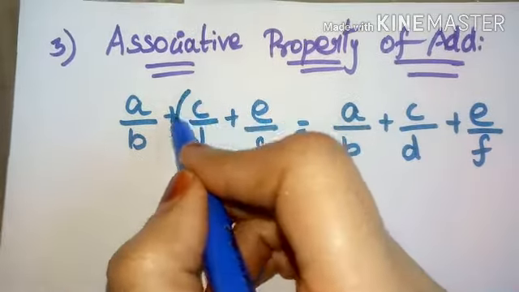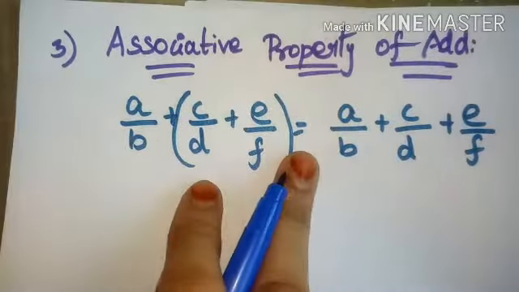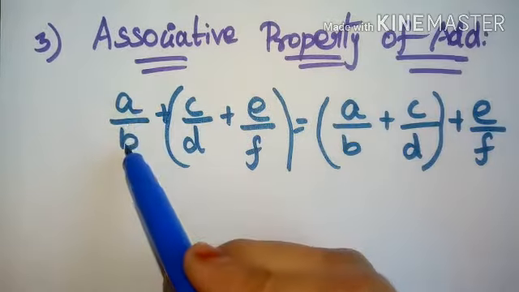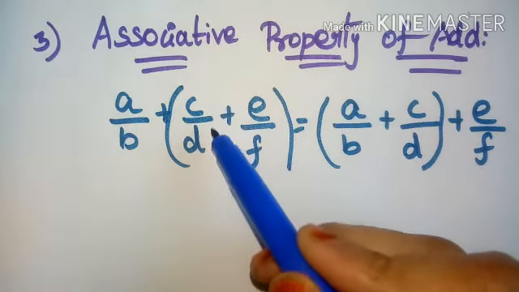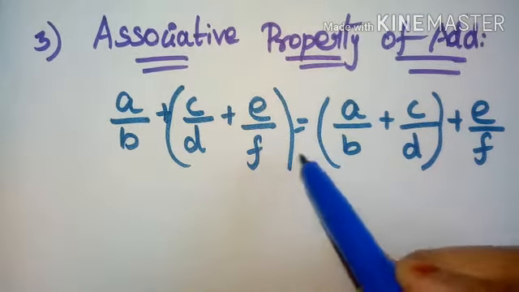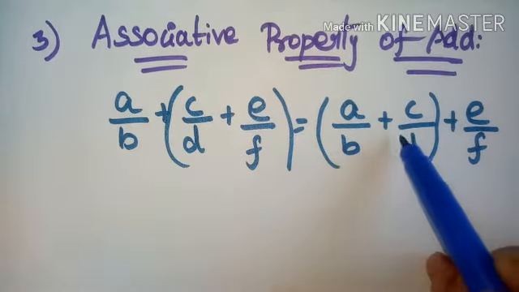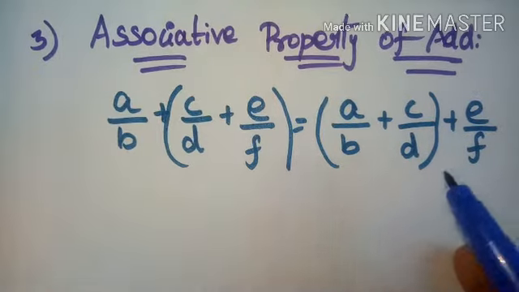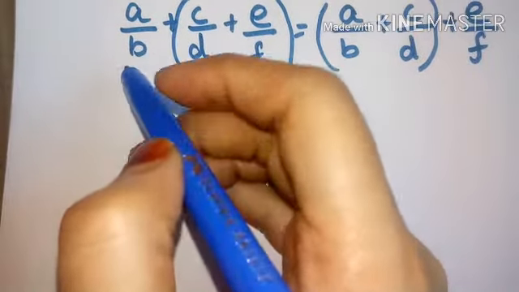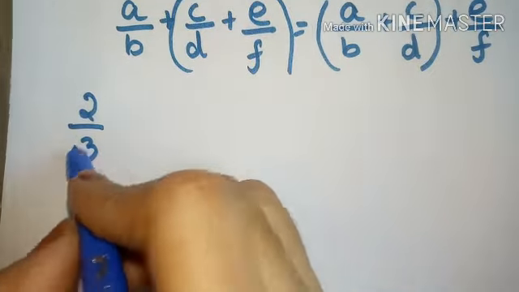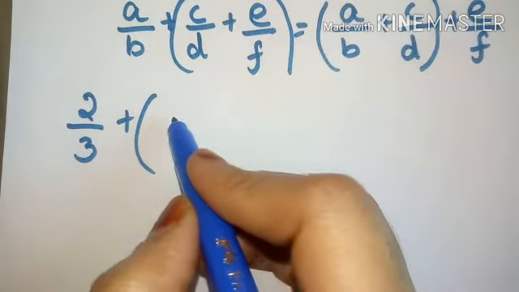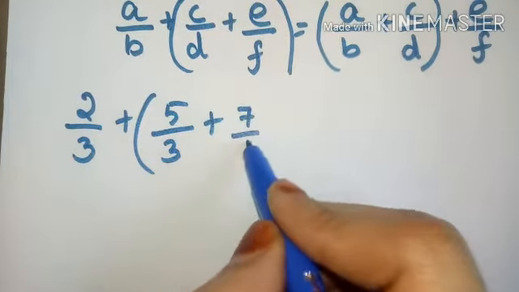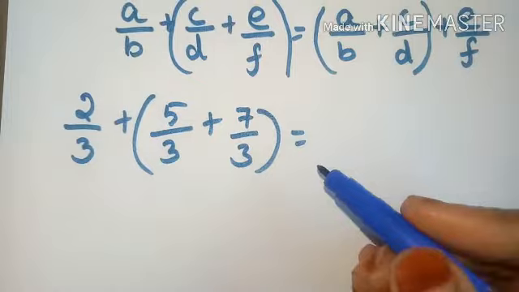Now here the difference is we have to write the bracket for the last two terms. Here we have to write the bracket for the first two terms. So a upon b plus c upon d plus e upon f is equal to a upon b plus c upon d plus e upon f, with the brackets placed differently. Okay, now let us solve. Let a upon b be 2 by 3, c upon d be 5 by 3, and e upon f be 7 by 3. Any number you can consider.